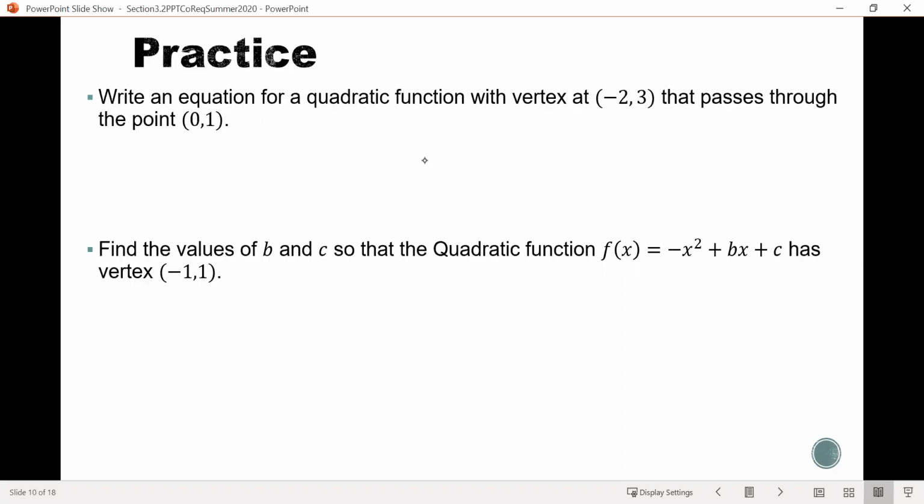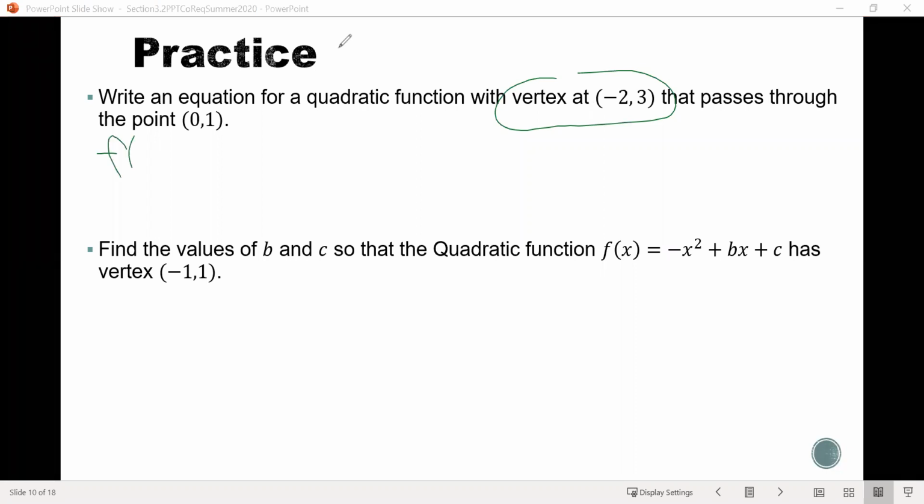And since we're given the vertex here, that tells us we probably want to use that vertex form that we learned in the previous videos. So f of x equals a times x minus h squared plus k. And in this case, because we know the vertex, recall that the coordinates of the vertex are h and k, we can go ahead and plug those in here for h and k.